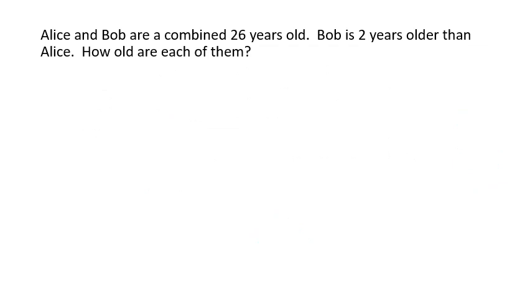So we have another problem here. Alice and Bob are a combined 26 years old. Bob is 2 years older than Alice. How old are each of them?